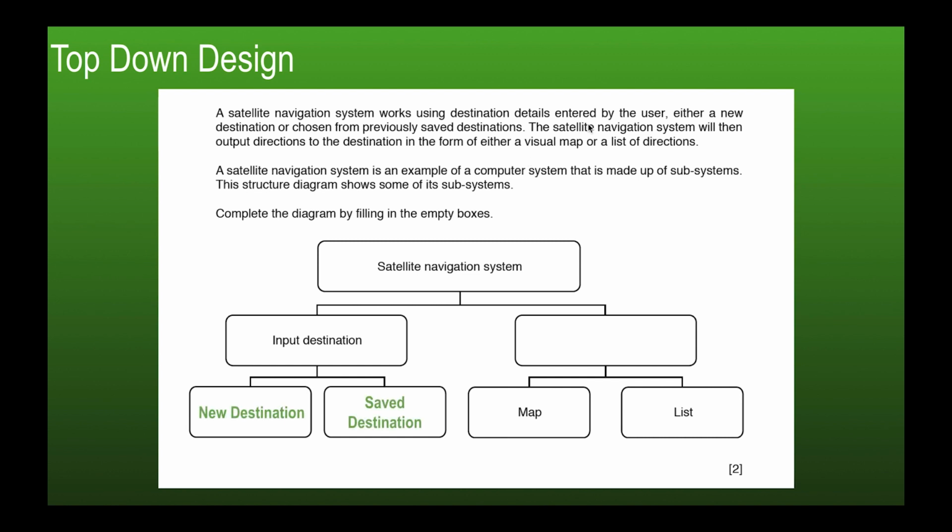Pretty simple, huh? The satellite navigation system will then output directions to the destination in the form of either a visual map or a list of directions. So actually you can see here, here's the map and here's the list, and it mentioned this was output directions. Well, we've got input destination here. This one must be output directions.